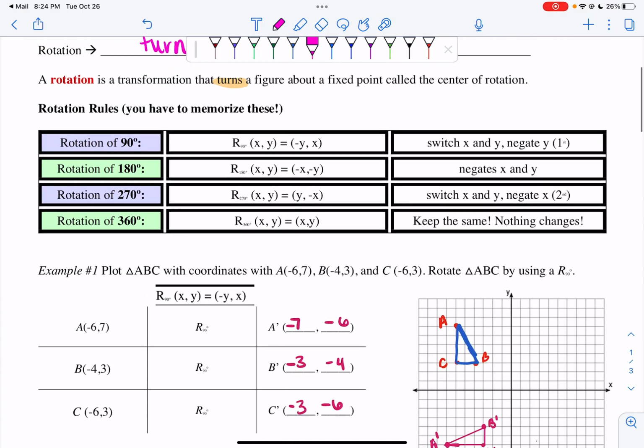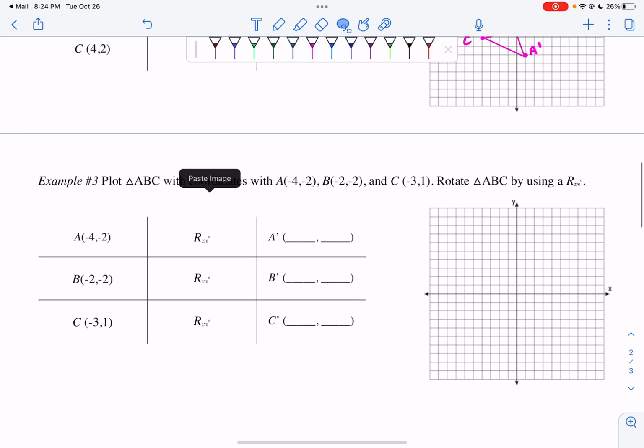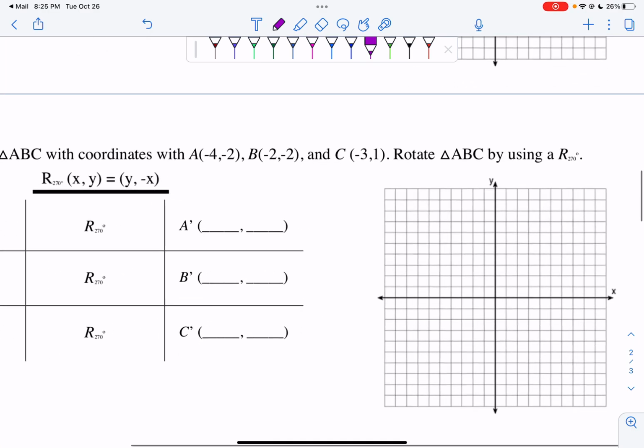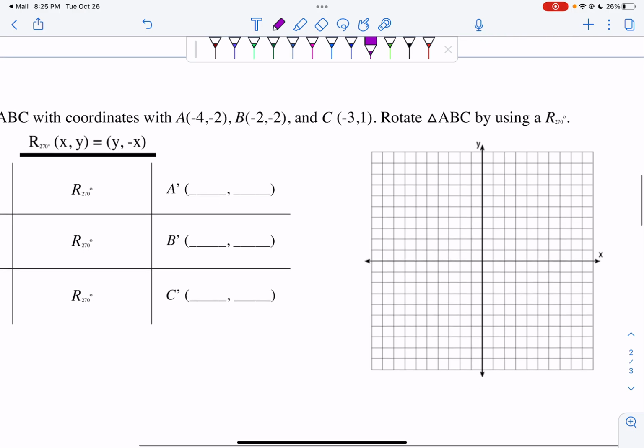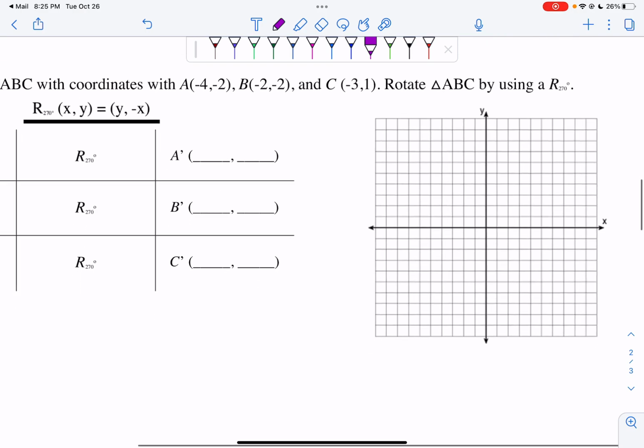Now, let's do a rotation of 270 degrees. So when I do a rotation of 270 degrees, I simply switch my x and my y values, but I negate the second value. The first thing we're going to do is plot triangle ABC with coordinates A (-4, -2), B (-2, -2), and C (-3, 1). So I'm going to go out 4, down 2, so 1, 2, 3, 4, 1, 2, and that's A. I'm going to plot -2, -2, so 1, 2, down 2, that's B. And then I'm going to plot -3, 1, so 1, 2, 3, 1. And now I connect my points.